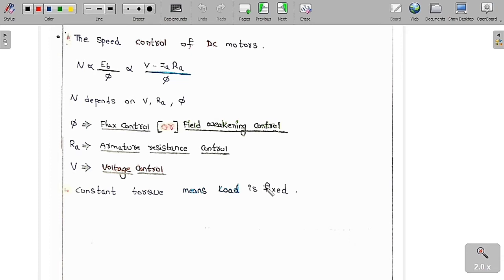Constant torque means basically that the load is always fixed.